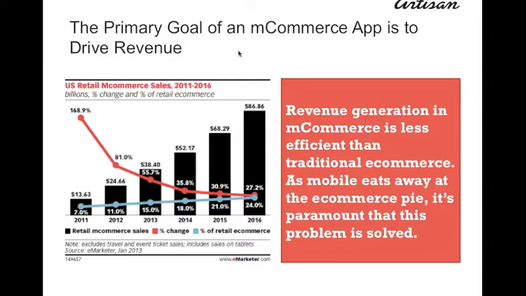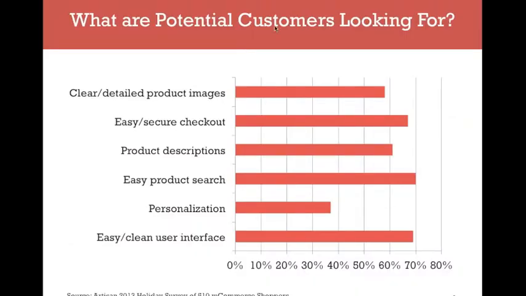But before we go there, let's take a look at some survey results that Artisan gathered just a little while ago in our annual holiday survey. And you're going to see a few very clear messages from your prospective buyers. One is that they're looking for clear and detailed product images. Two, they're looking for not only secure but easy checkout processes. They want better product descriptions, and they want better search, or easier search, I should say.